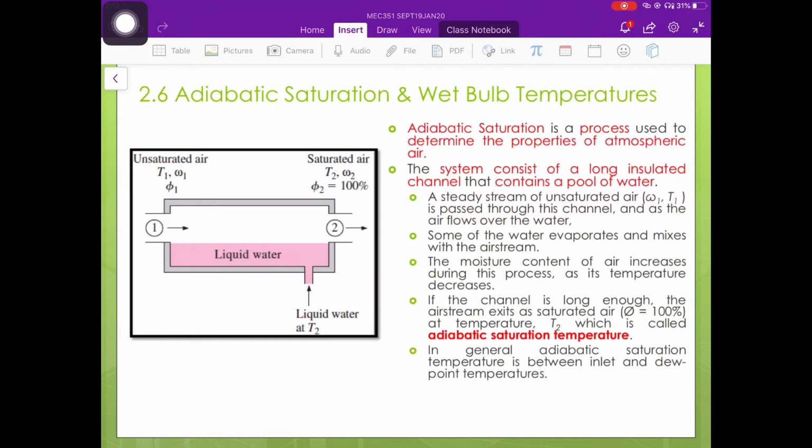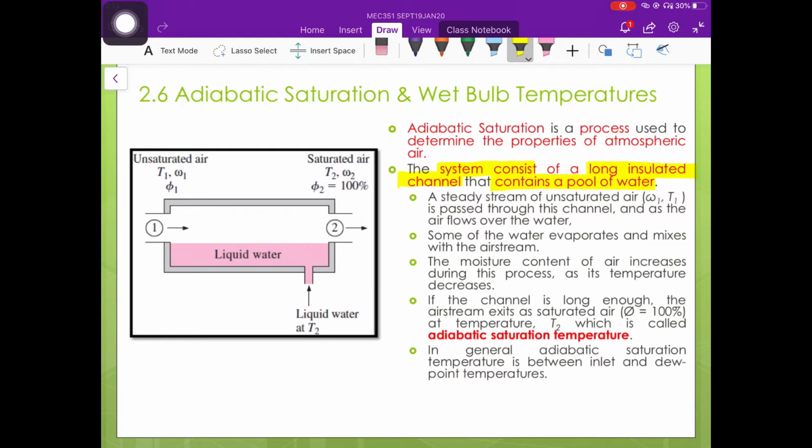One of the examples for the adiabatic saturation process is by using this system. In this system, it consists of a long insulated channel that contains a pool of water. A steady stream of unsaturated air is passed through this channel.